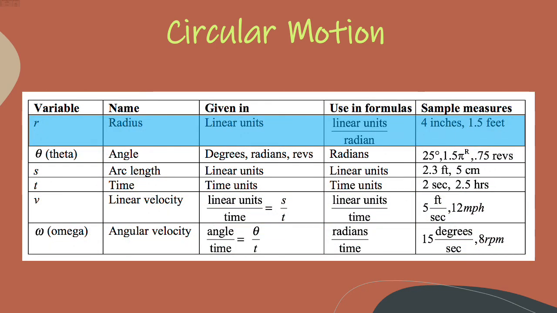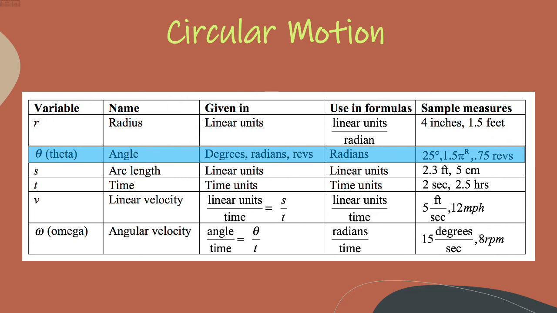We first talk about the variable r, and that represents the radius of our arc in which our object is moving. This is measured in linear units, and when we use it in formulas, it will either be written as linear units or linear units per radian, as we saw in the arc length formula. So some sample measures are 4 inches, or the radius is 1.5 feet.